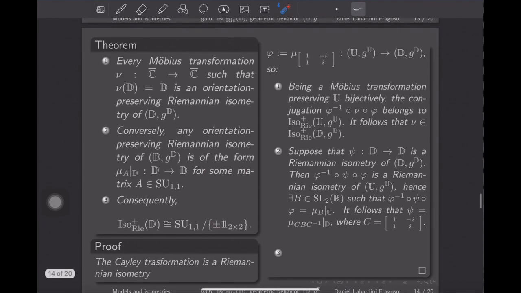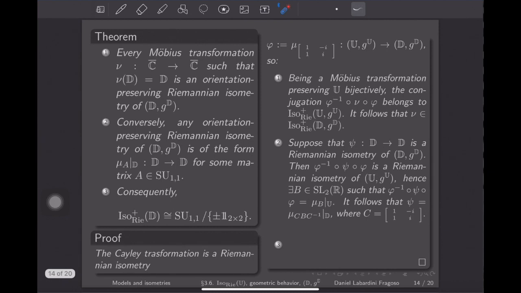So the proof, we're going to go just very quickly over the proof, essentially because we already did the proof in detail for the upper half plane. That's essentially the reason. And that the Cayley transformation is a Riemannian isometry, pretty much by how the Riemannian metric on U was defined, was pretty much defined precisely making the Cayley transformation a Riemannian isometry.